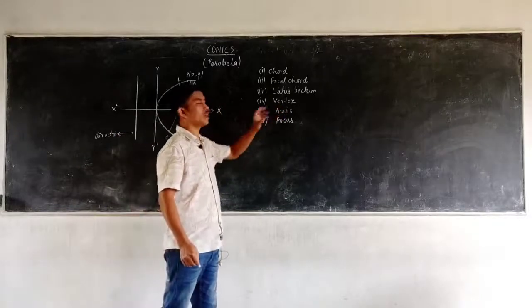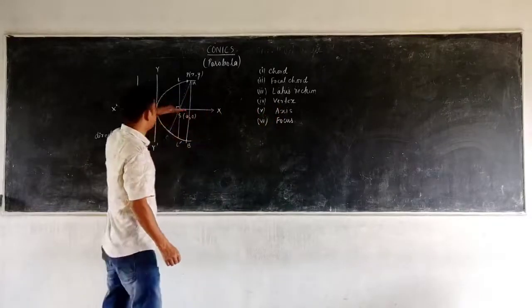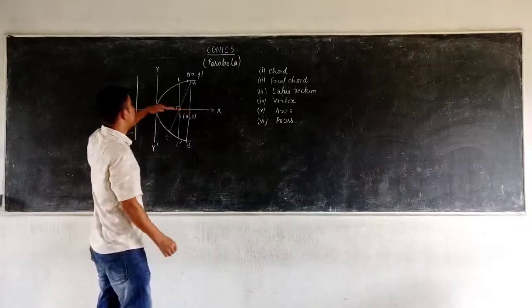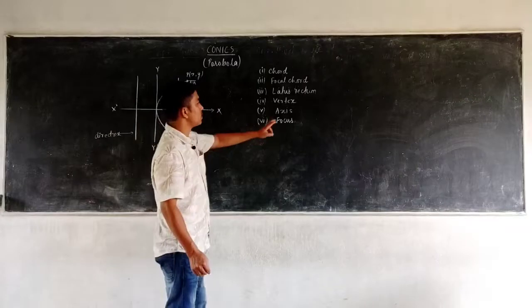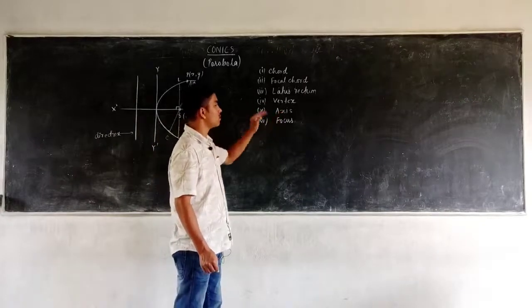So if you are learning vertex, the axis. So what is the axis of a parabola? The axis of the parabola is a straight line that divides the parabola into equal halves. Okay, and what is the axis? Yes, axis is that line.